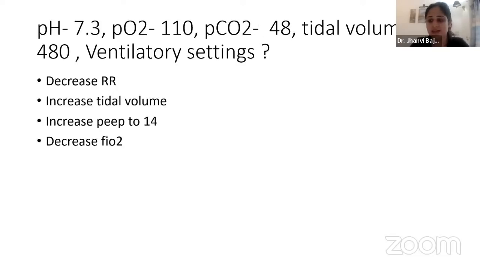Now, this was a question that I did not get completely. A lot of students said, "Ma'am, it was a very big question." We had a very long question, and these options were given. So let's have a look at this. They said that there was a patient who was ventilated, okay, and this was his ABG. pH was 7.3, the PCO2 was 48, PO2 was 110, tidal volume was 480, and PEEP I think was 10 or something. What are the changes that you will do in the ventilatory settings? And these were the options that were given.